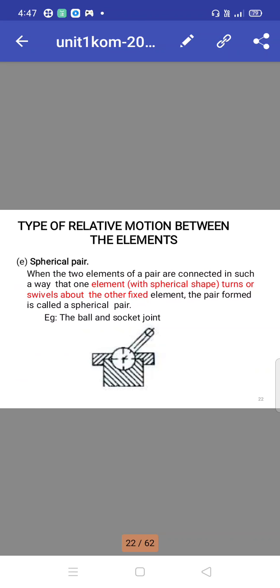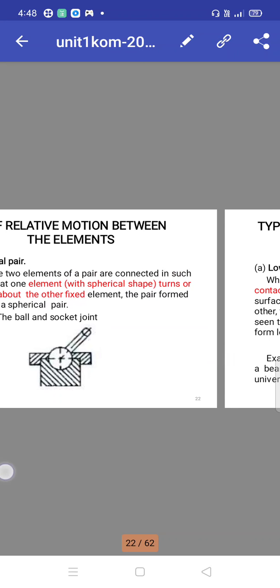The relative motion between the elements. Next one is spherical pair. When the two elements of a pair are connected in such a way that one element with a spherical shape turns or swivels about the other fixed element, the pair formed is called spherical pair. The ball and socket joint is an example for spherical pair.